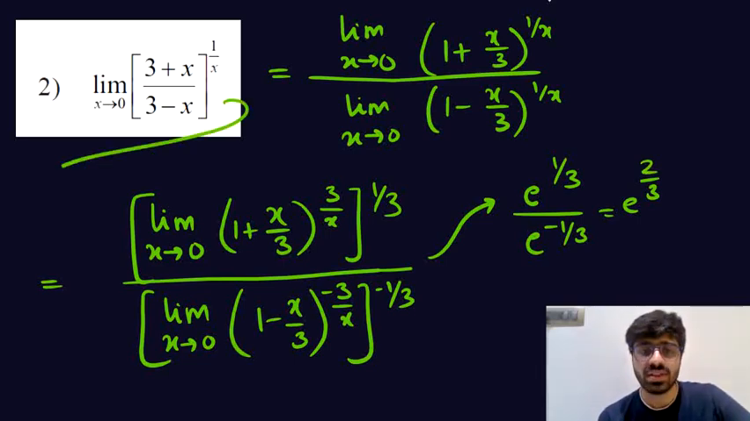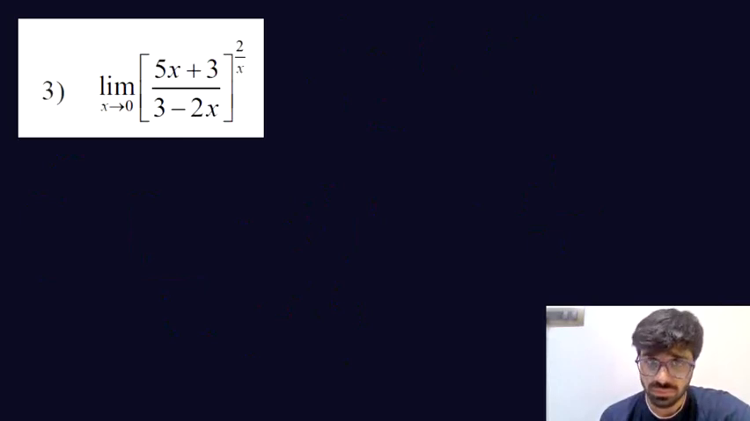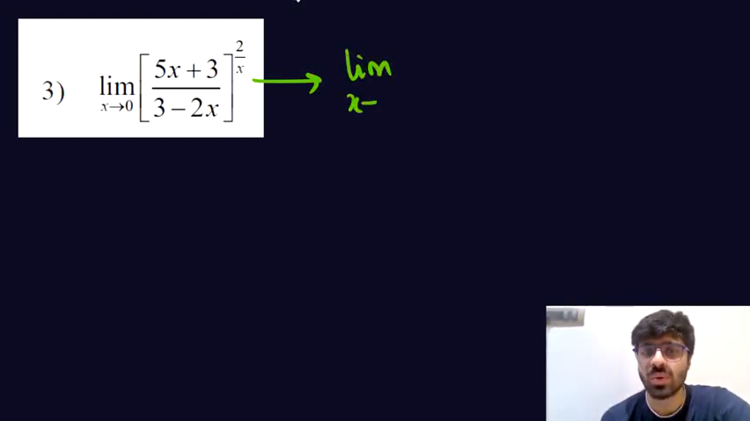And e power 2 by 3 is the final value of the second question. Let's go ahead with the third one, which is exactly the same question. A similar question. There's nothing new that you have to do in this question. So x tends to 0. The variable is 5x and the variable is 2x.